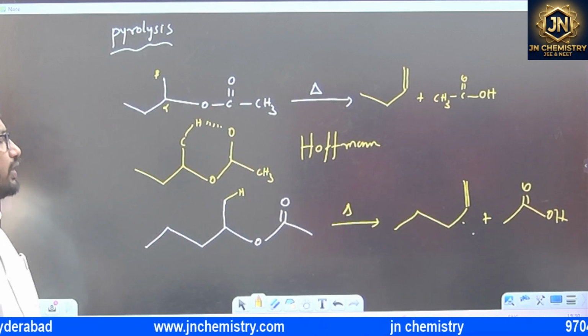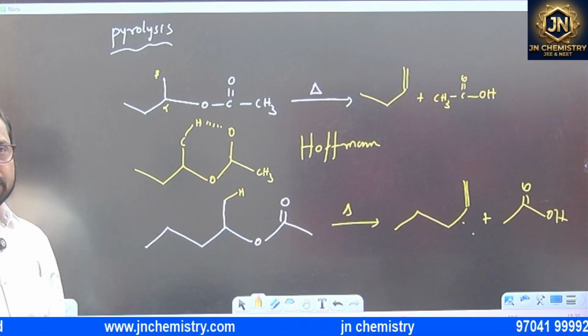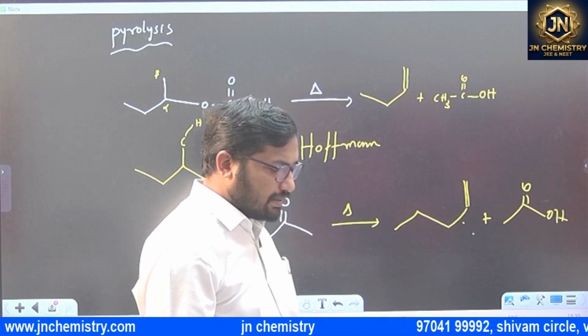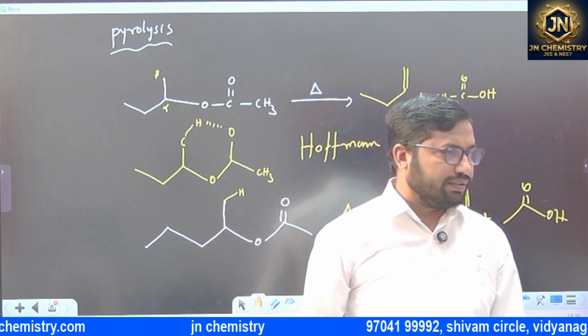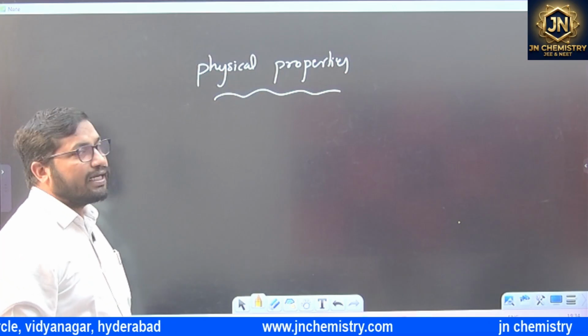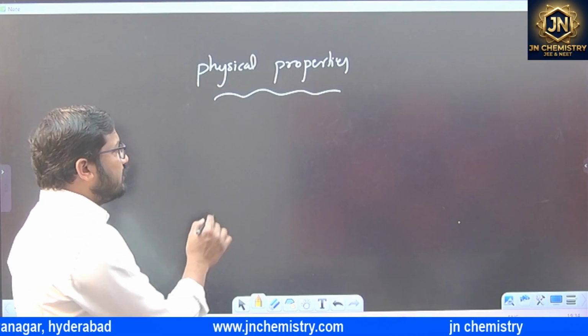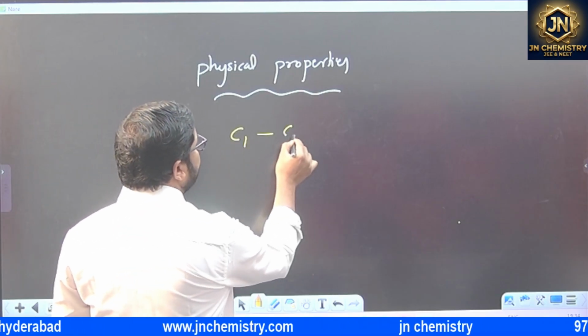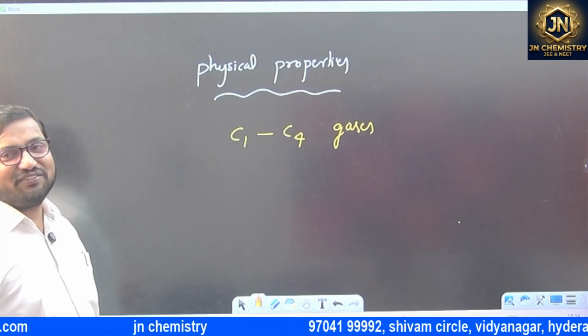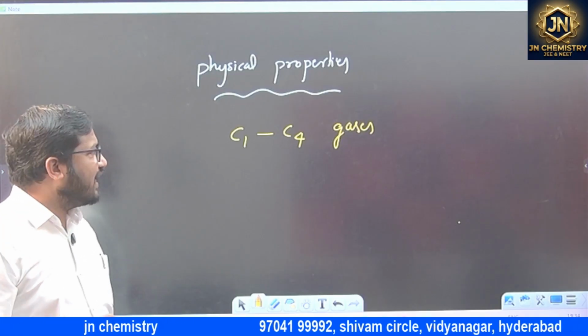Next, put the heading after writing this: physical properties. Physical properties of alkenes. C1 to C4 are gases.